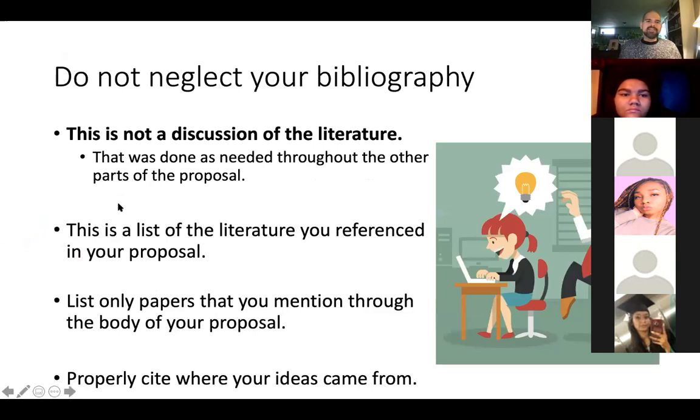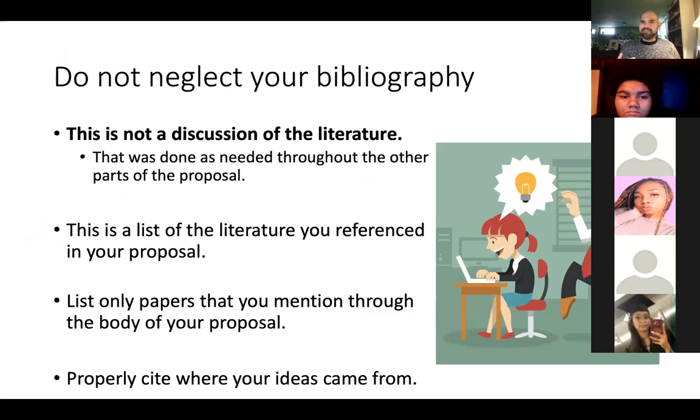All right. So finally, it's going to be your bibliography. Your bibliography is the part of the document where you list the papers that you have cited through the proposal. So this is not a discussion of the literature. That has basically been done through the process of writing your proposal, right?